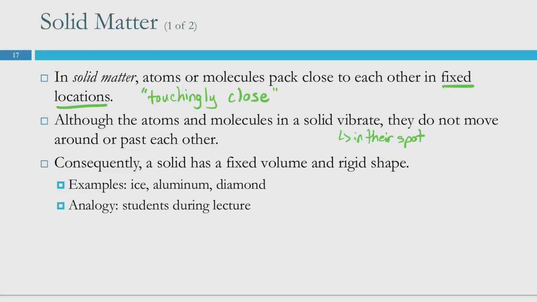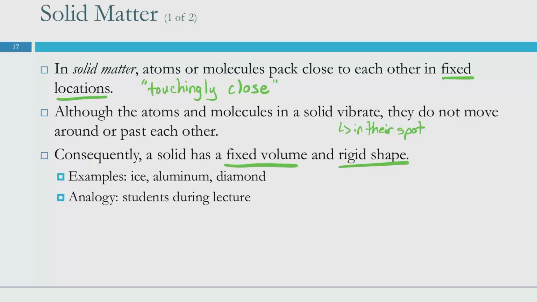Because of these properties, a solid has a fixed volume. There's no empty space. You can't condense it, so you can't squeeze the particles closer together. They're already touchingly close. And it also has a rigid shape because they can't move around or past each other. They can't move past their neighbor like leapfrogging over each other. So it's got a rigid shape. So characteristics of a solid: fixed volume, and a rigid shape.